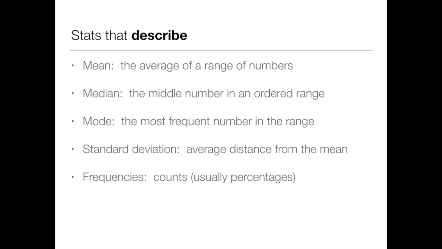Lastly, we also talk about frequencies. These are very simply known as counts of something, and usually are presented as percentages. So those are frequencies. Pretty straightforward kind of stuff here. Let me show you just one thing that's connected to this idea of central tendency. Again, mean, median, mode, standard deviation are thought of as measures of central tendency.